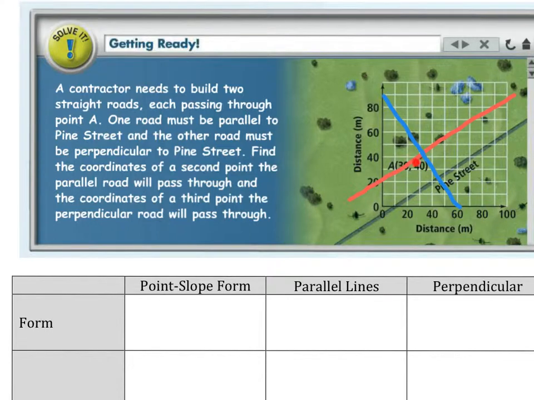So maybe there is already a gas station being built, or more importantly, a Dunkin' Donuts is being built right there. So they're going to put a street here and a street here, so you have quick access to Dunkin' Donuts or Starbucks. Find the coordinates of a second point of the parallel road that'll pass through. So we want to find another point up this way. And the coordinates of a third point, the perpendicular.